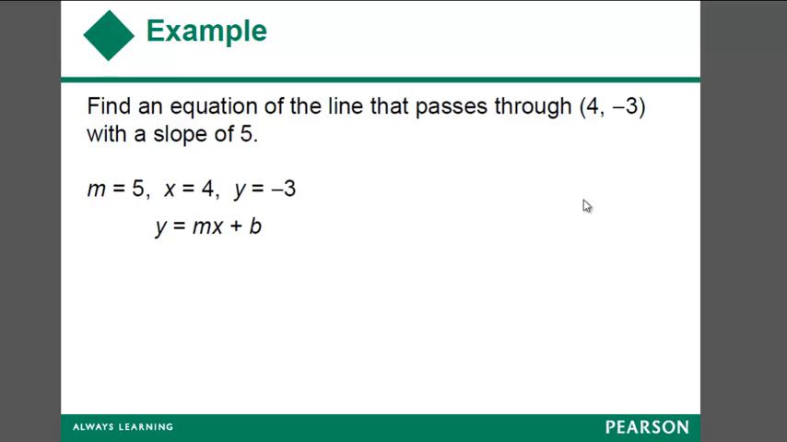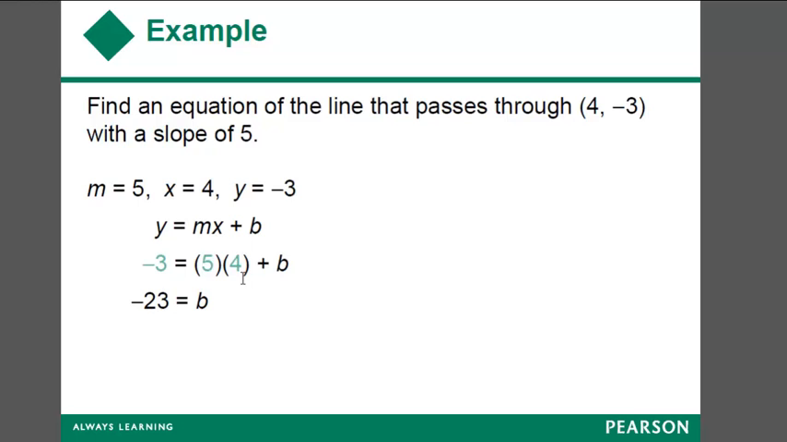I'm going to use the formula y equals mx plus b, and I'm going to find my y-intercept. I'm going to plug -3 in for y, I'm going to plug my 5 in for my slope, and 4 in for x. And I will solve. 5 times 4 is 20. And whenever I subtract 20 from both sides, I will get that b is equal to -23.